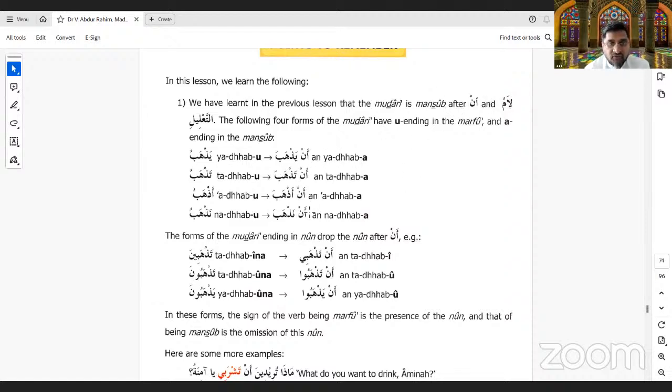If you see all of these four verbs, look at the last letter of these verbs. Yadhabu becomes an yadhaba. Tadhabu becomes an tadhaba. Adhabu becomes an adhaba. The last letter of the singular verbs, these ones here, changes to a fatha. I hope that gives you a nutshell. And in the plurals, when this comes with the plurals, the noon is removed. So the next three examples, the noon is removed. So inshallah, when Batul reads, everyone understands.